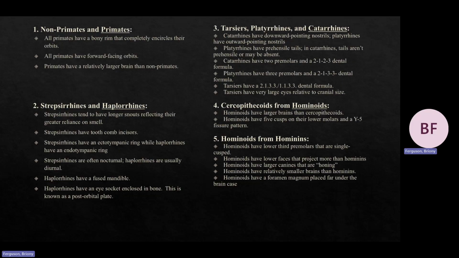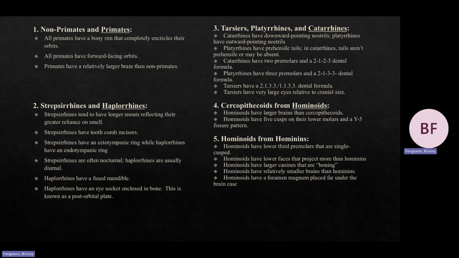Now, between tarsiers, platyrrhines, and catarrhines, catarrhines have downward pointing noses, whereas platyrrhines have outward pointing noses. Platyrrhines also have prehensile tails, whereas catarrhines, if they do have a tail, it isn't prehensile, it tends to be shorter as well. Or more often, they just don't have a traditional tail at all. Catarrhines have 2 premolars and that 2-1-2-3 dental formula, just like humans. Platyrrhines have 3 premolars and a 2-1-3-3 dental formula.